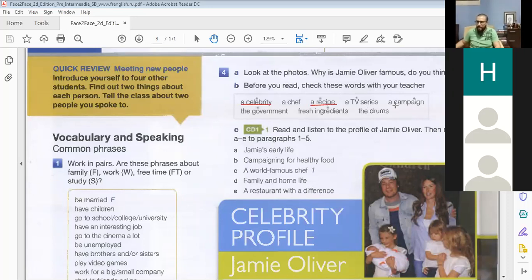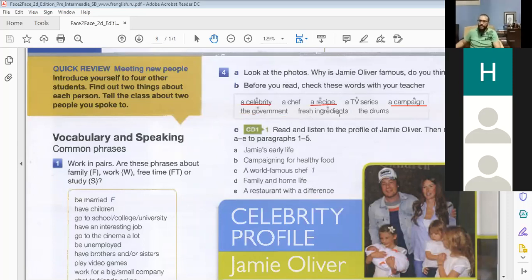What about a campaign? Have you heard of this word, campaign? Yes, it's new for me. It's a new word. Okay, let's underline it. Government. I think everybody knows the government and everybody hates it. Do all of you know government? Yes. Okay, so I think government everybody knows.